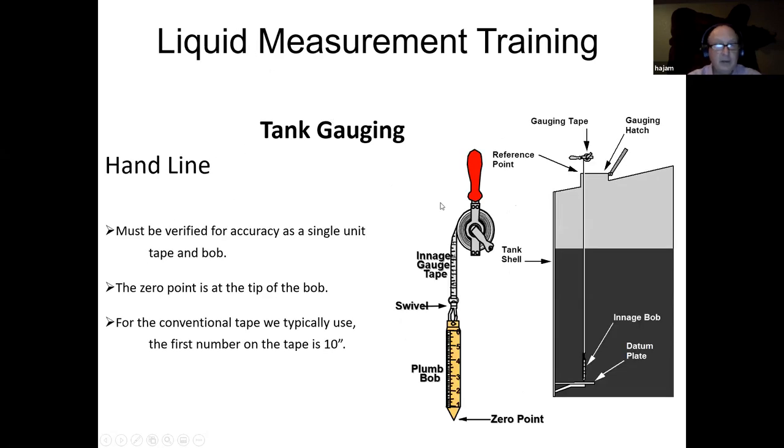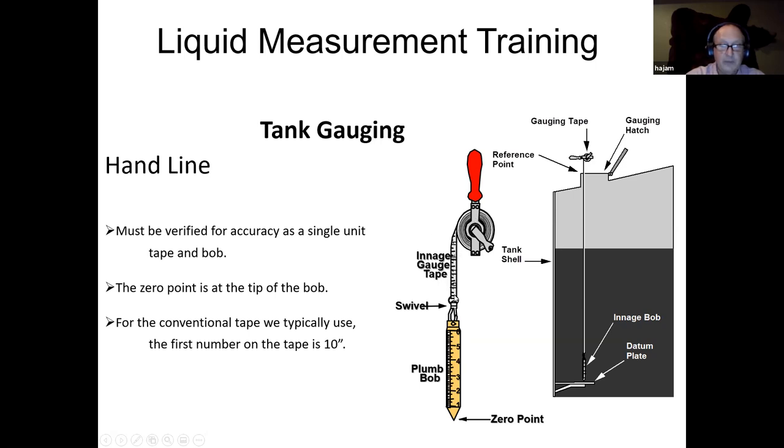All right, so hand line tank gauging. The unit itself, the tape and the plumb bob, must be verified accurate as a unit. If you change to a longer plumb bob, that changes the whole tape measurement. So make sure that you have a plumb bob that falls within the first reading of 10 inches. If you put, let's say, a 12 inch plumb bob on here, that first reading is going to be incorrect. And I have found that in the past, where they had the wrong length of plumb bob attached to the tape. So these kinds of things need to be verified and checked.